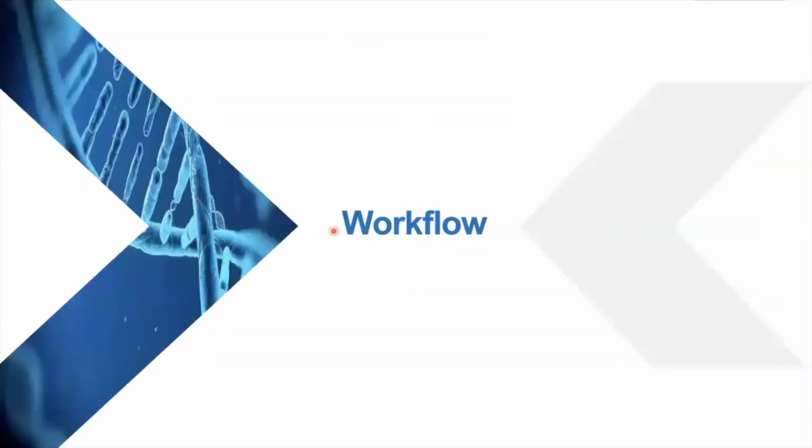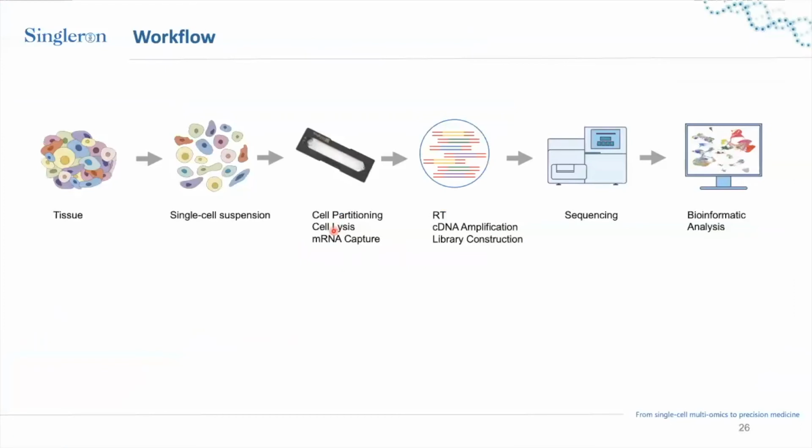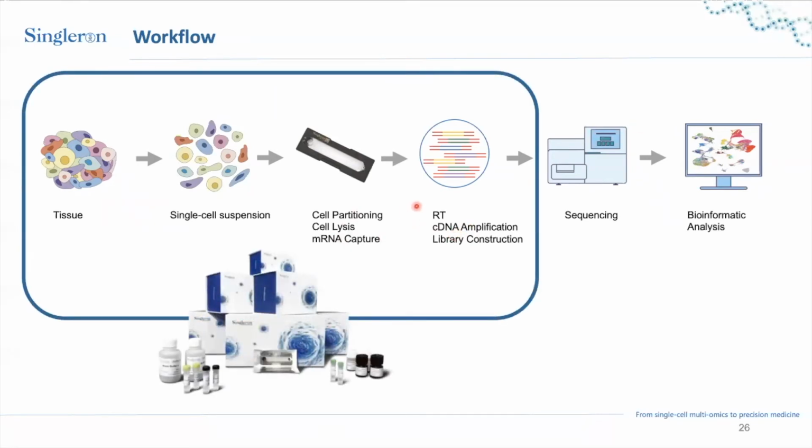So now let's look at the single cell sequencing workflow. This is a general workflow, as I mentioned earlier. You start with the tissue, you extract single cells into a suspension, and then we load this into our handheld device, the microchip. This is where we partition our cells, where we distribute cells to the wells. And cell lysis and mRNA capture take place here. And then we perform reverse transcription, cDNA amplification, and library construction. And at the end, it is ready for sequencing and bioinformatic analysis. So our kits cover from tissue to sequencing-ready library preparation.